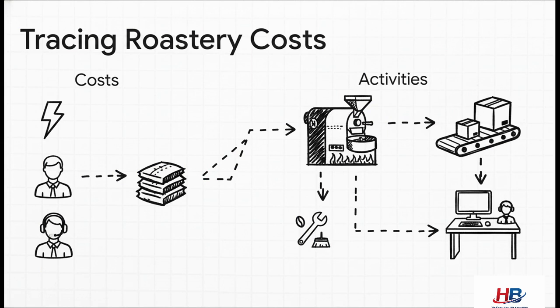And this shows exactly how it works at our little roastery. The electricity needed for that huge roasting machine, boom, that cost is traced directly to the roasting the beans activity. The money spent on coffee bags, that goes right to packaging. And notice this part. Some costs, like the operator's salary, can be split. They spend time both roasting and setting up the machine, so their salary gets traced to both of those activities. This is where that precision starts to really pay off.